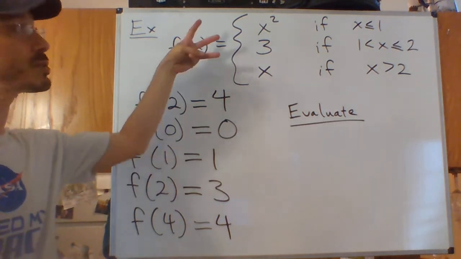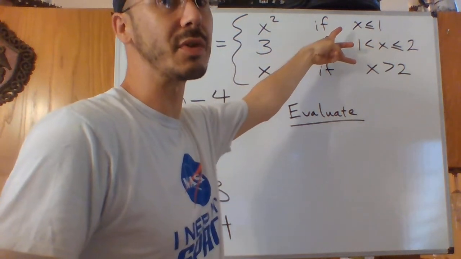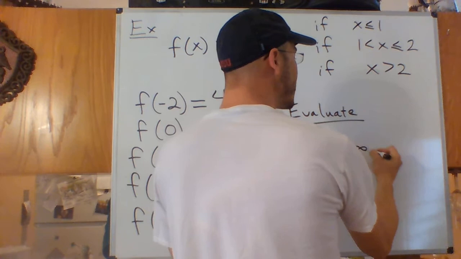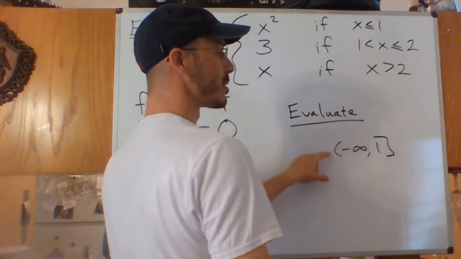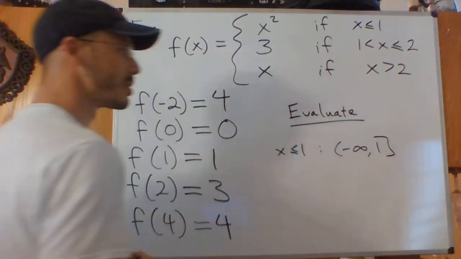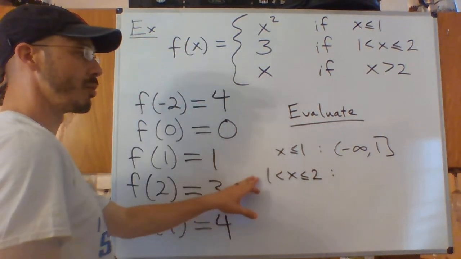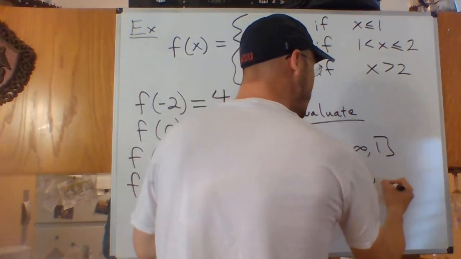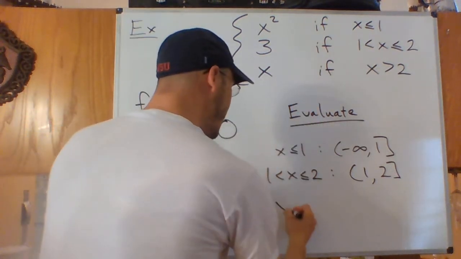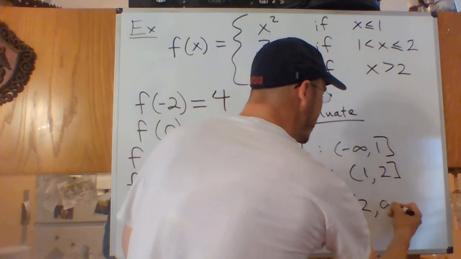This time it's a piecewise defined function that's defined by 3 different formulas on 3 different intervals. Now, they don't really look like intervals here, but those 3 intervals are negative infinity to 1 bracket. That's what x is less than or equal to 1 means. 1 is less than x is less than or equal to 2. As an interval, that means 1, 2, with a parenthesis for the 1 and a bracket for the 2. And then finally, x greater than 2 means 2, infinity.